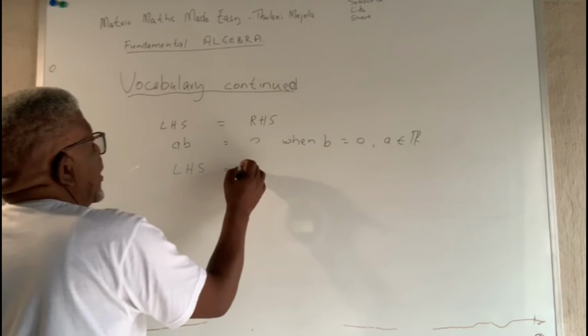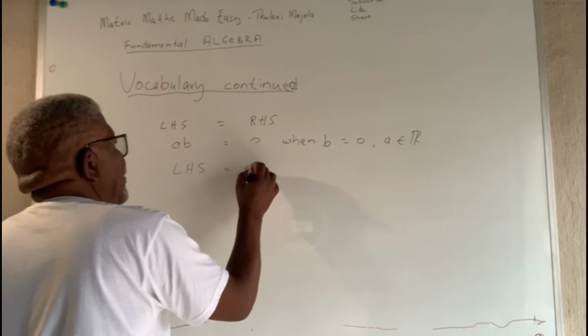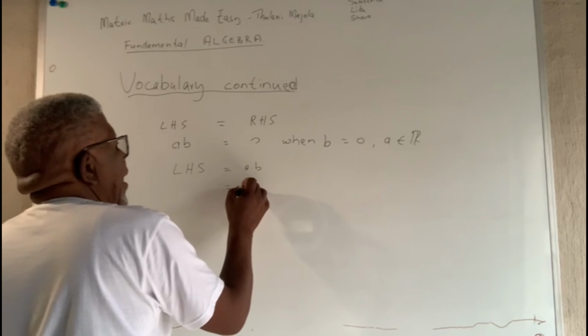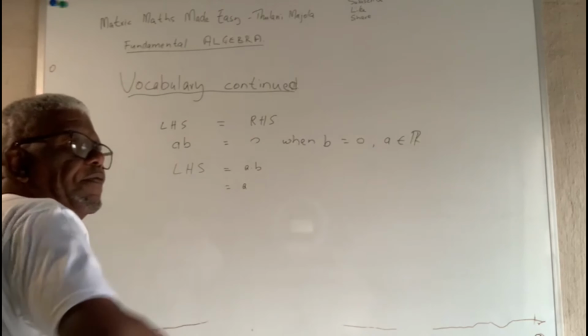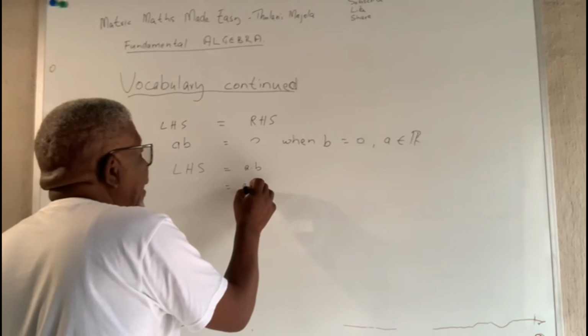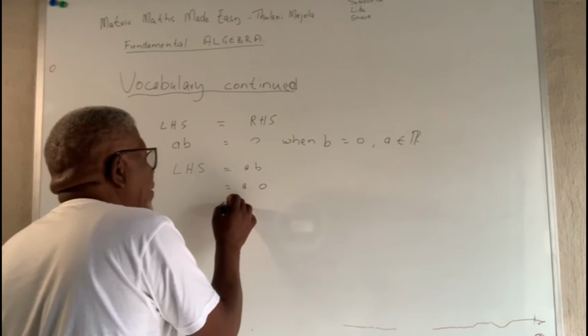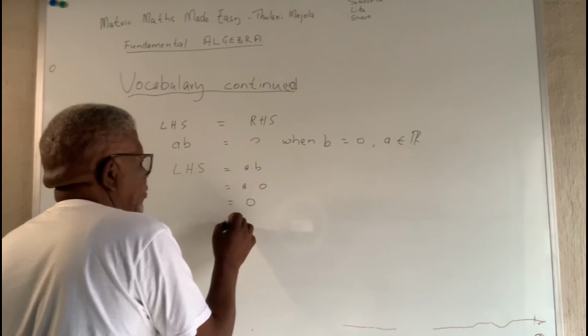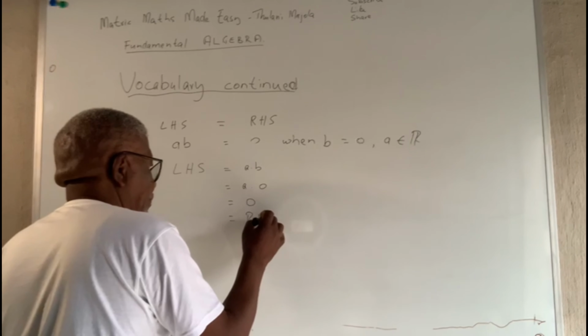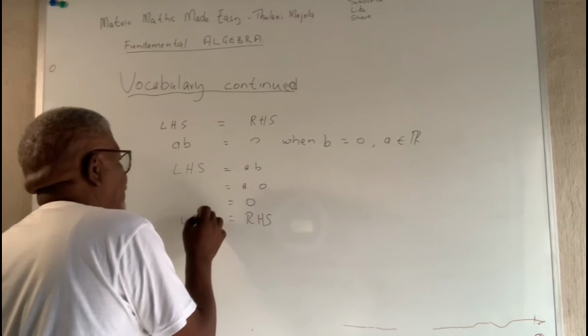So how do you do that? The left-hand side is A times B, and A is any number. You can think of any number you like. But that number is multiplied by 0. Any number multiplied by 0 is 0. So this is equal to the right-hand side. So that is the beauty of mathematics.